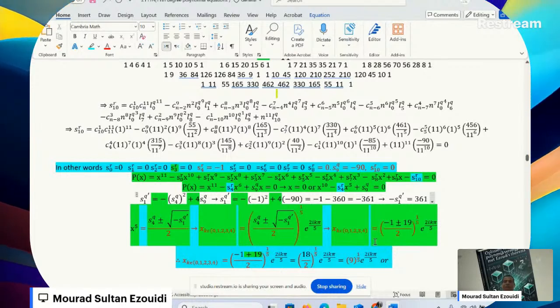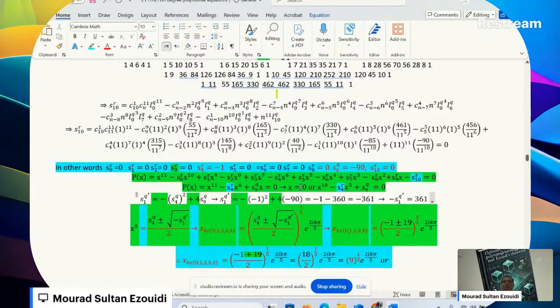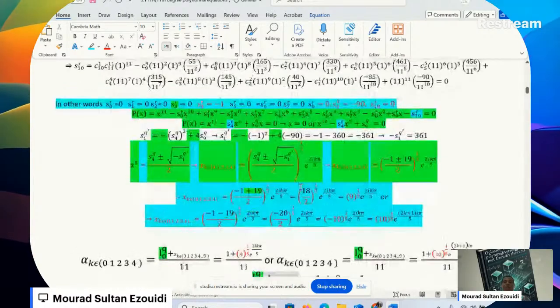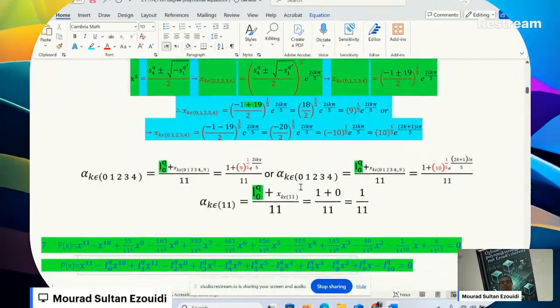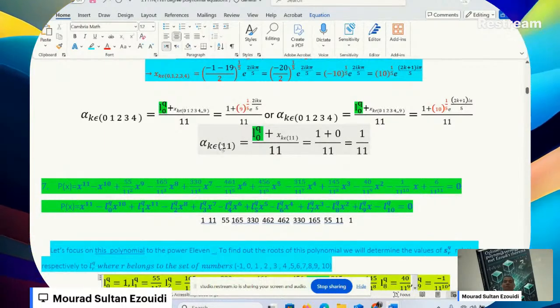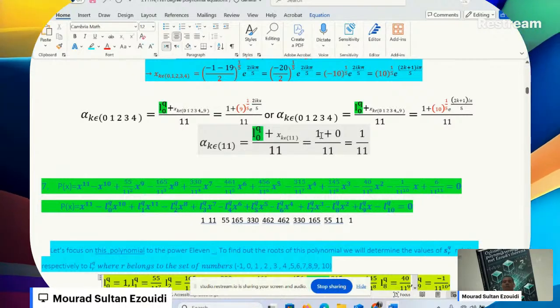And here we told x equals 0, isn't it? So alpha has to be equal to L0 of the cube plus 0 divided by n. So alpha 11 equals L0 plus x11 divided by 11. So 1 plus 0.